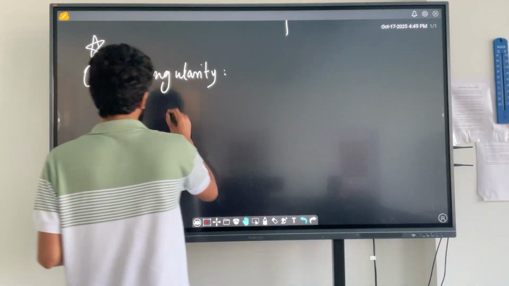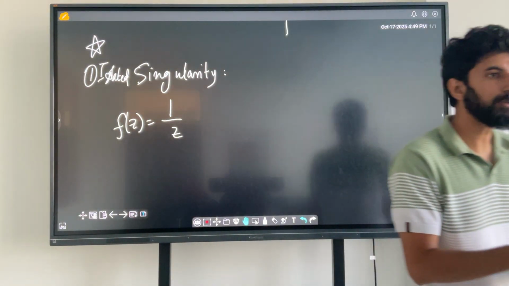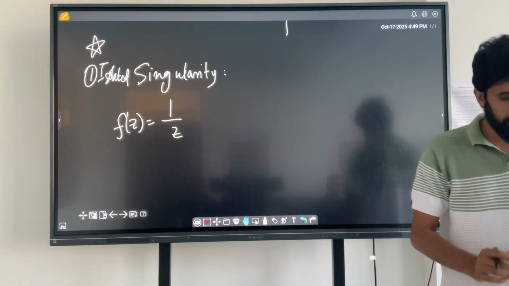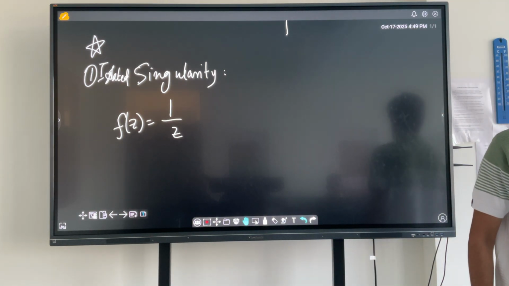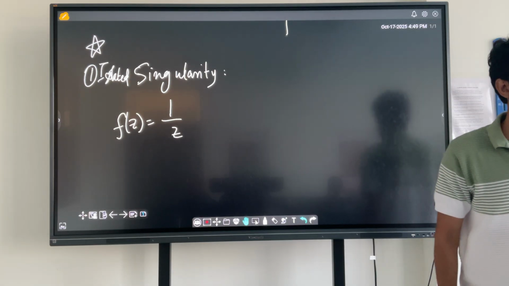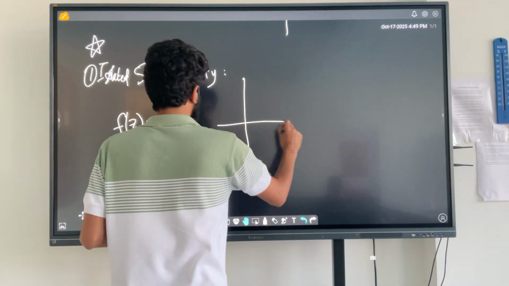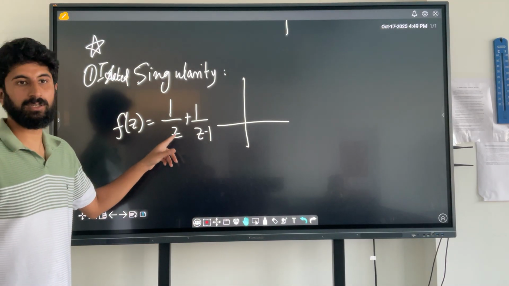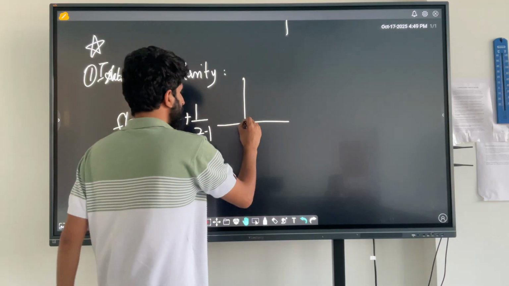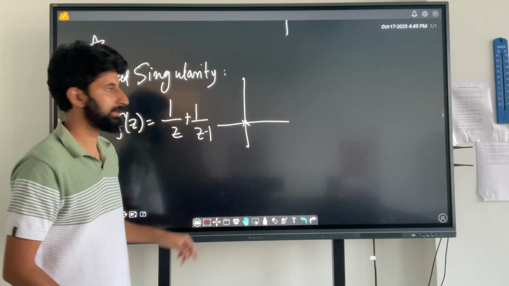An example is just f of z equals 1 by z. This is one example. At z equals 0, it's not analytic, right? But you can construct some small region around z equals 0 where it's analytic. Yes? z equal to 0, and what? Where? z equal to 1. Right, 1. No, this guy goes here.